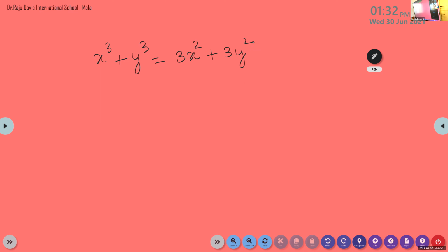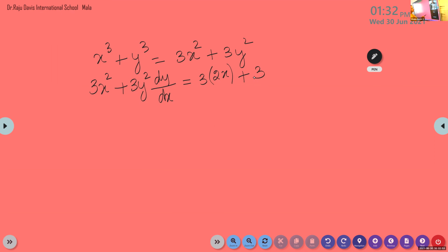So what is the derivative of x cube? Yes, it is 3x square plus derivative of y cube, 3y square into dy by dx, is equal to 3 into, what is the derivative of x square? Shivani, derivative of x square? It is 2x, plus 3 into, what is the derivative of y square?